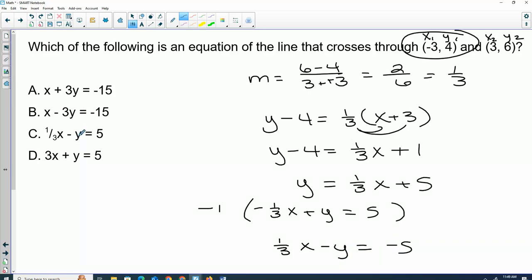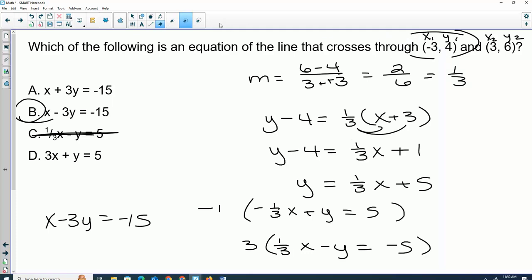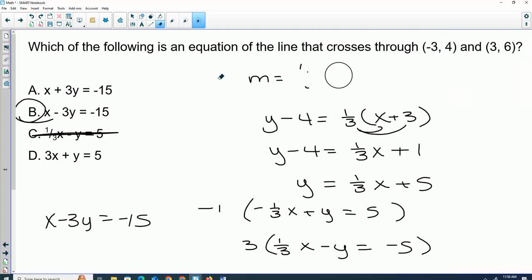Is that the same as this one? Nope, so that's out. None of the others have a fraction. How could you get rid of the fraction? Times 3. So that gives us x minus 3y equals -15. And that one's there. Now, this was a little bit time consuming. You had to write your equation and then you had to figure out which one was equivalent. Let's say on ACT you forgot how to write the equation. You couldn't remember. Is there any way we could figure this out without knowing all those formulas?